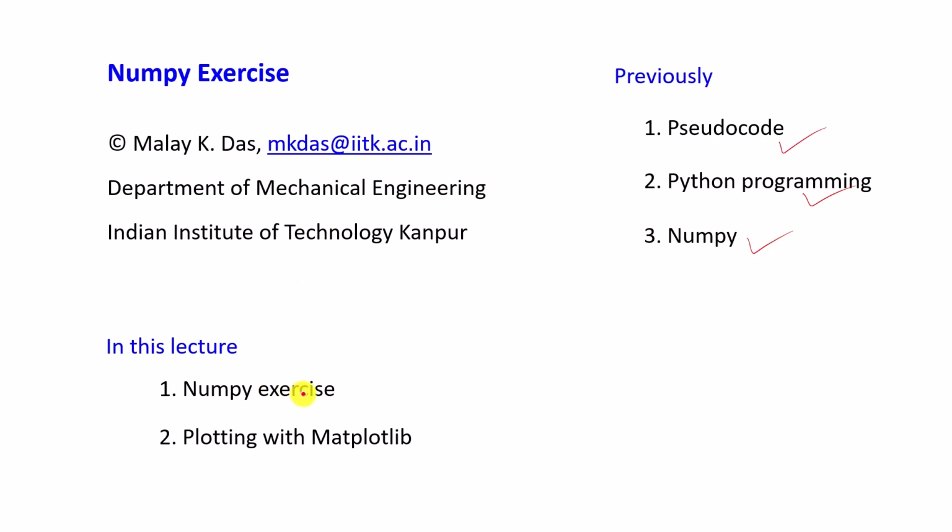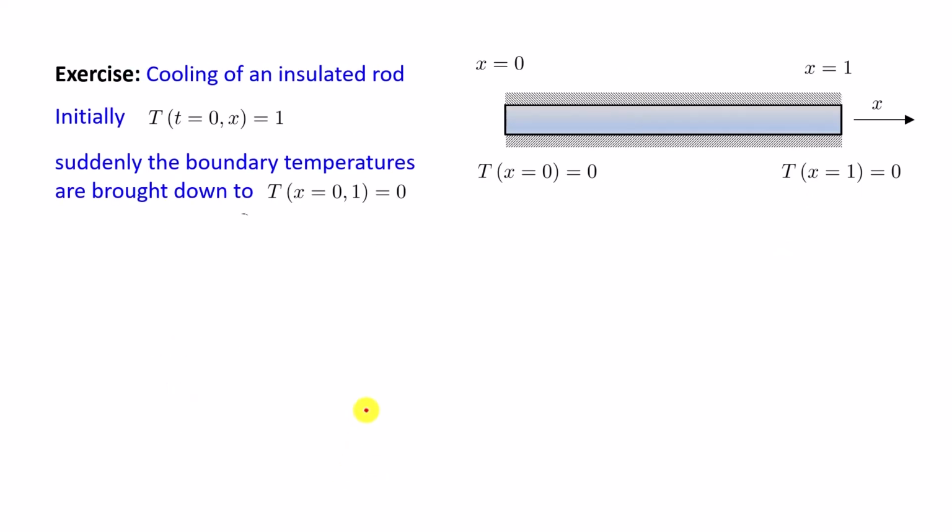In this lecture, we'll take a short exercise in NumPy, and the result generated by NumPy we'll plot using another very useful Python package called matplotlib. We take up an exercise of cooling of an insulated rod. So this is our insulated rod AB. The rod is insulated from the periphery.